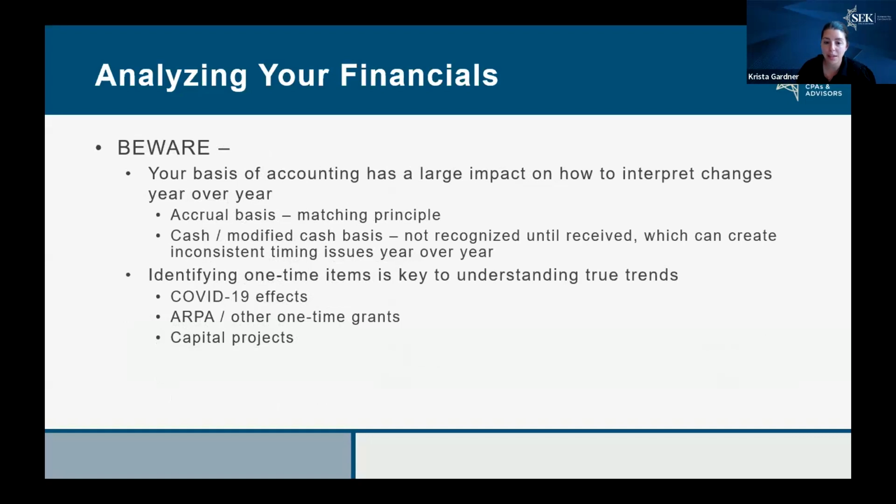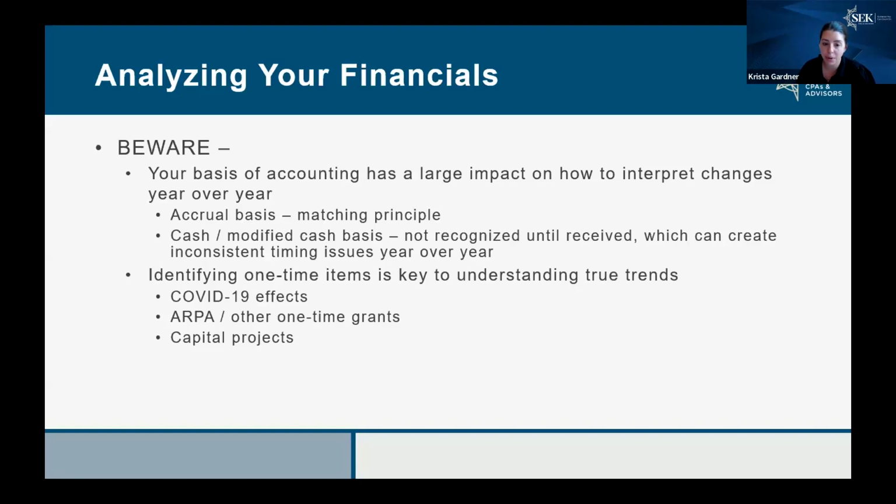If you're accrual basis, we called it the matching principle, as Kristin spoke to. That is more where anything that's related to the year, revenues are earned, expenses, the liability has occurred, you're accruing for that all within a year. So that's more of an apples to apples comparison year over year. But when you get into being a cash or modified cash basis entity, you're now not recognizing revenue until it's received, or even recognizing the expenses until they're paid. That can create some inconsistency in timing year over year.